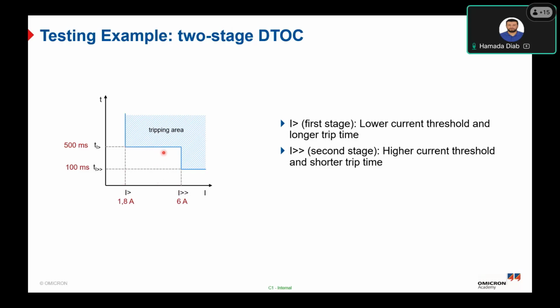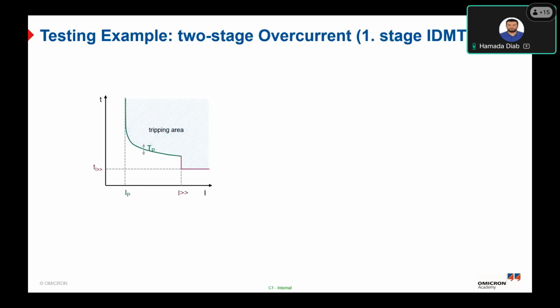But if the current exceeds 6 ampere, which is the I double greater current threshold, it will trip with a definite time equal to TI double greater, which is 100 milliseconds. So the higher the current, the shorter the trip time. On the other hand, if you have two-stage overcurrent for the IDMT, the first stage is represented by the IB current setting and TB, which is the time dial or time index, and the second stage will be I double greater with definite time and TI double greater. Okay, here is a combination between the inverse and the definite time, and that's why it's called IDMT.